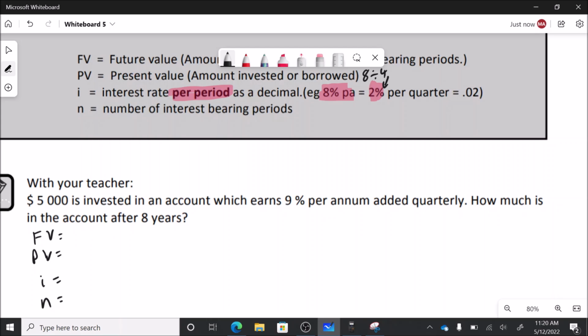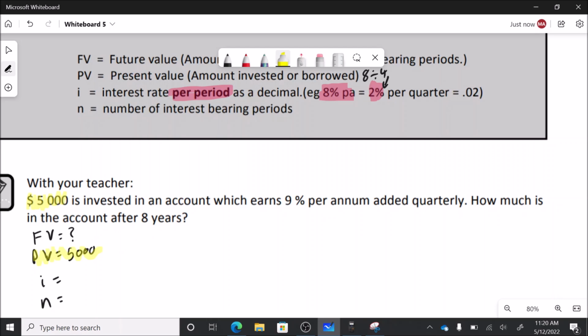Right, so the future value we don't know. I'm going to put a question mark there because we're trying to calculate the future value. How much is in the account after 8 years? The present value, PV, is our 5,000. That comes from this one here, the $5,000 is our present value.